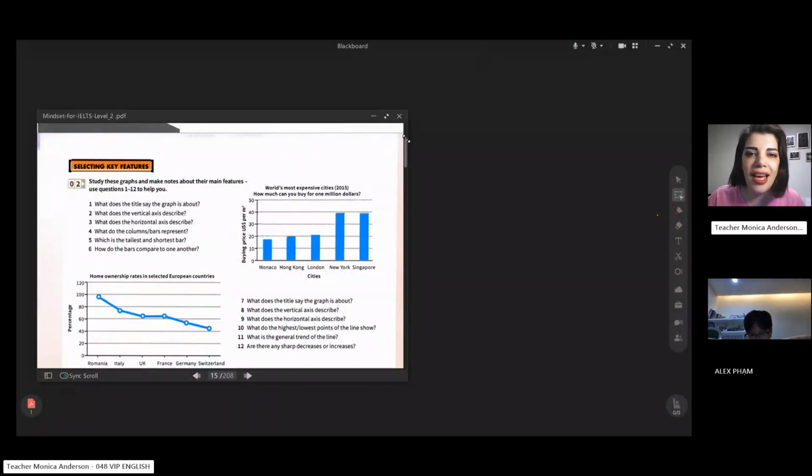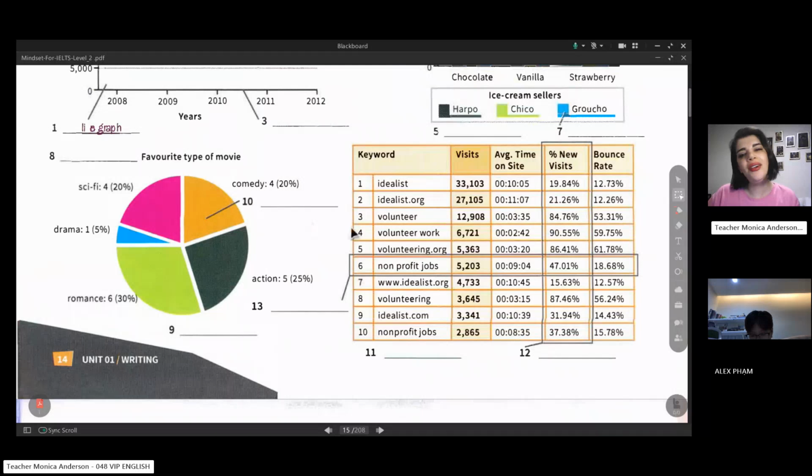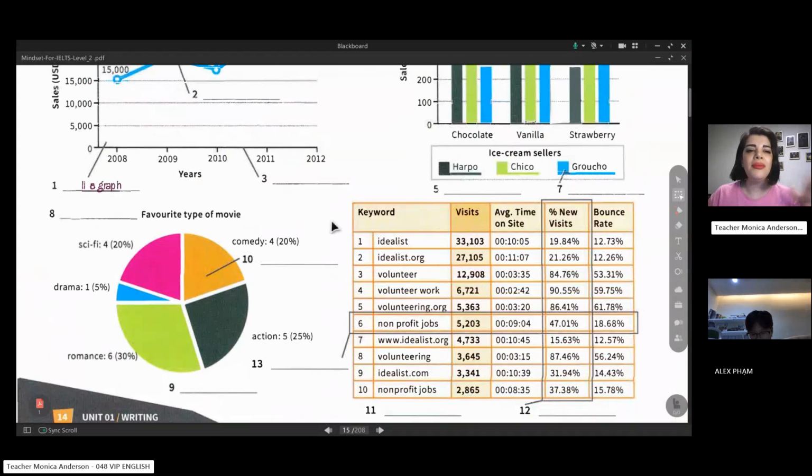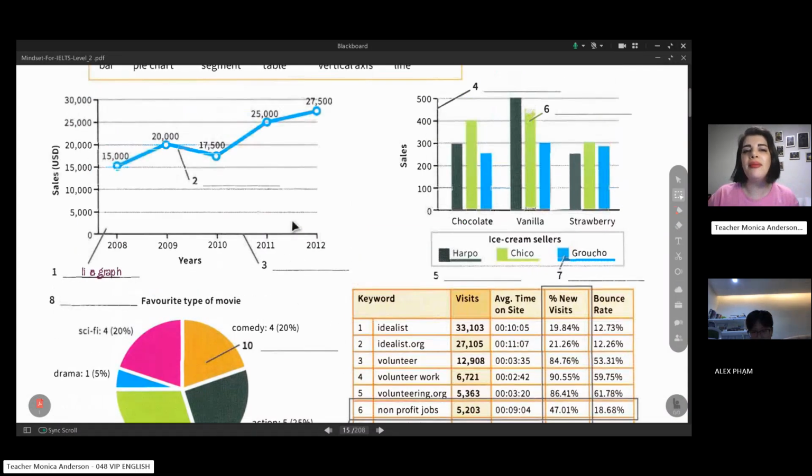So let me share my screen and let's see what you know about task one. You can see a diagram, a pie chart and a table. Do you know anything about them? For example, what is the first one? It's a line chart. Yeah, a line graph, or we normally just say graph. And the second one?